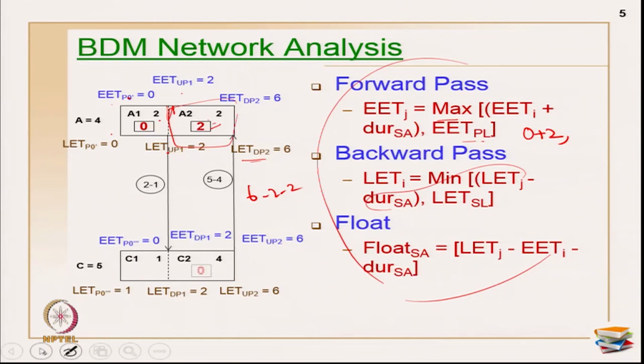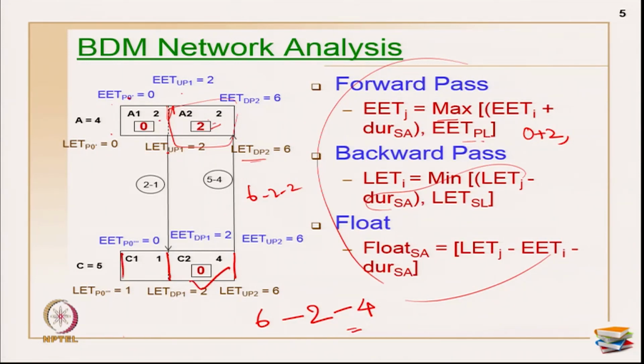Now, what about this particular segment? So, this is my sub portion here. The late event time is 6, minus the early event time of 2, minus the duration of this sub activity, which is 4. So, 6 minus 2 minus 4. So, this becomes 0 here.